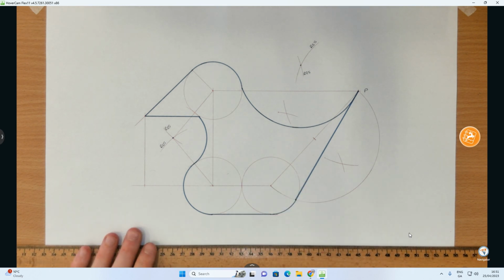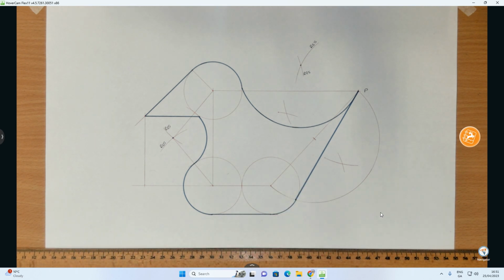And also we did the tangent part of the question. So that's that question done there, guys. I hope you found that helpful. That is a question based on the topic of circles in contact.